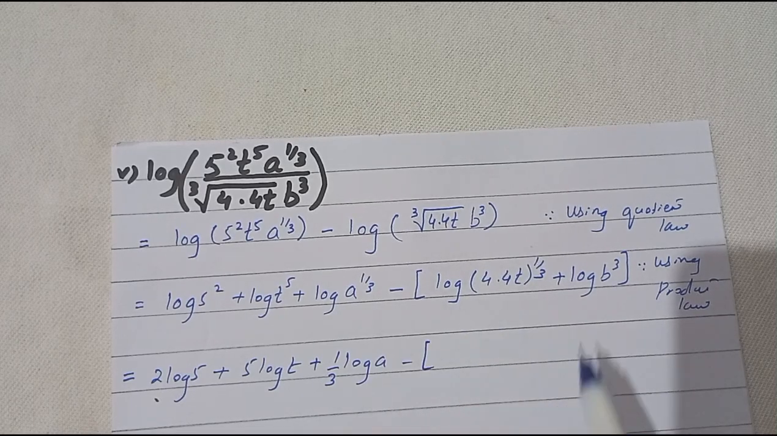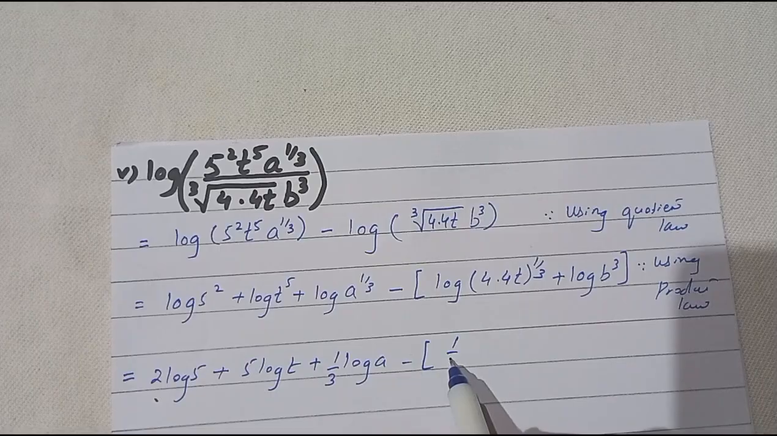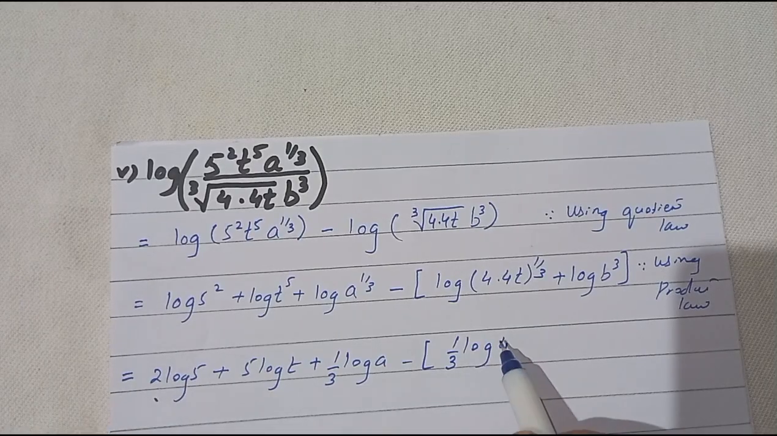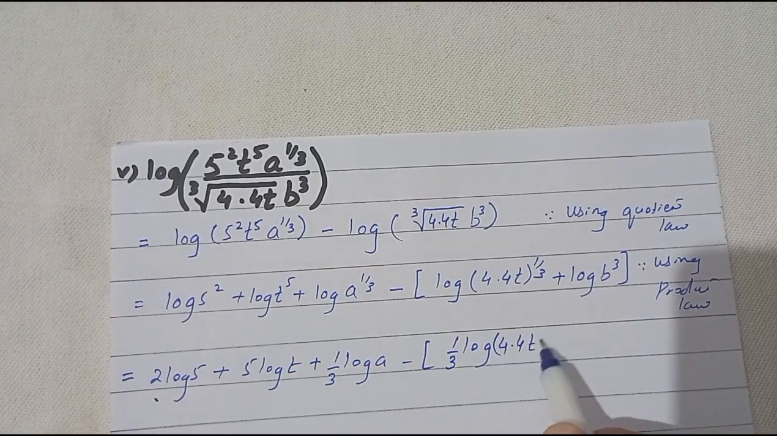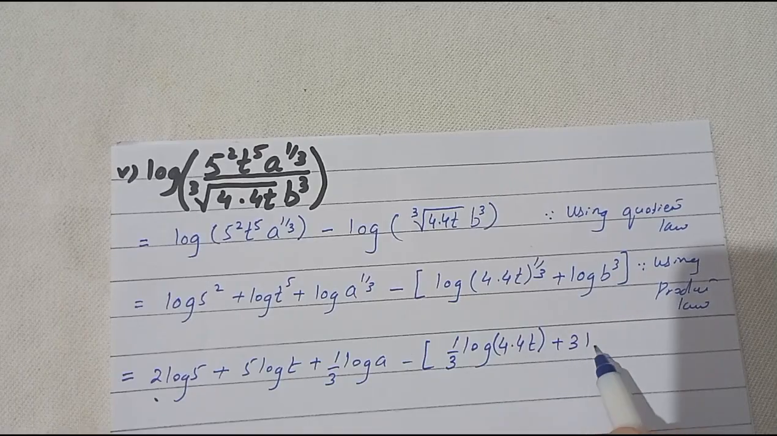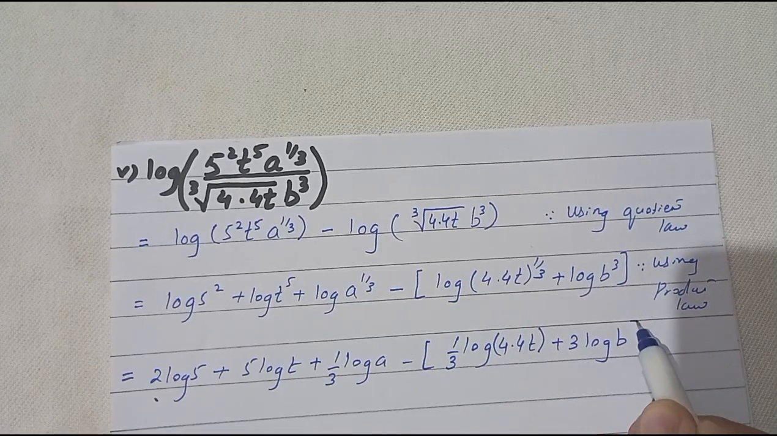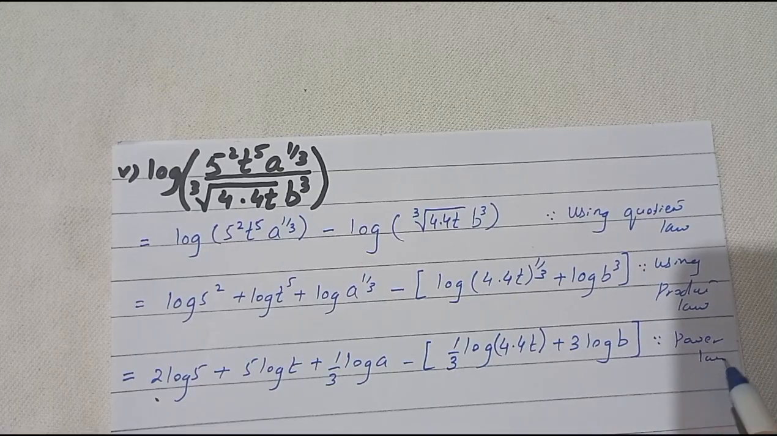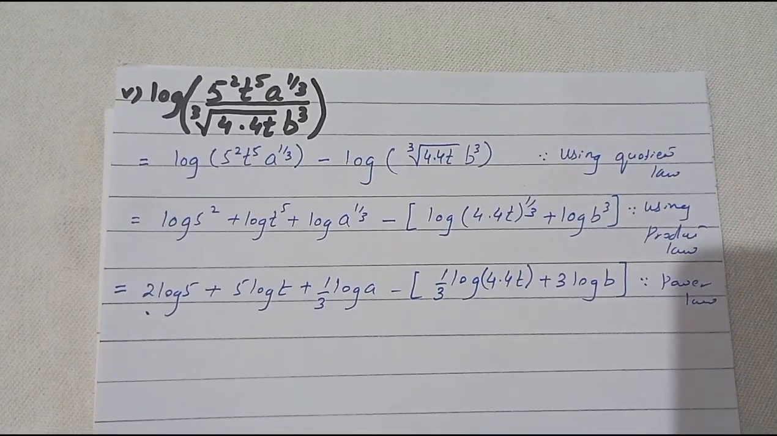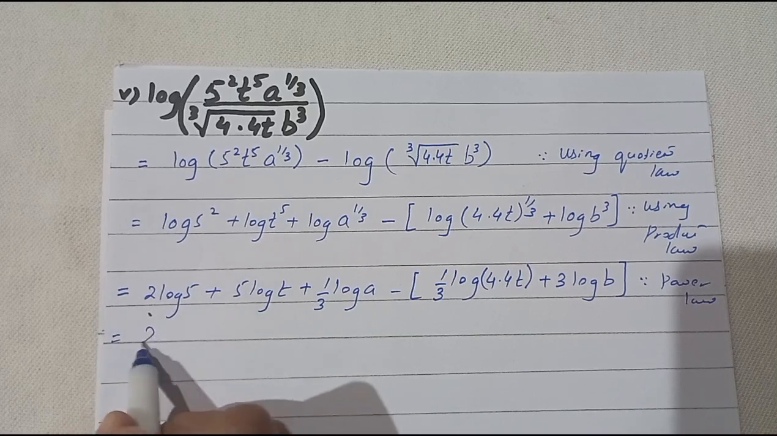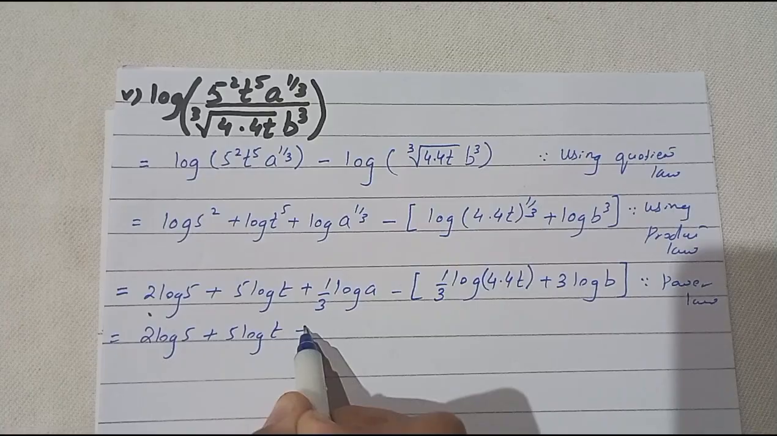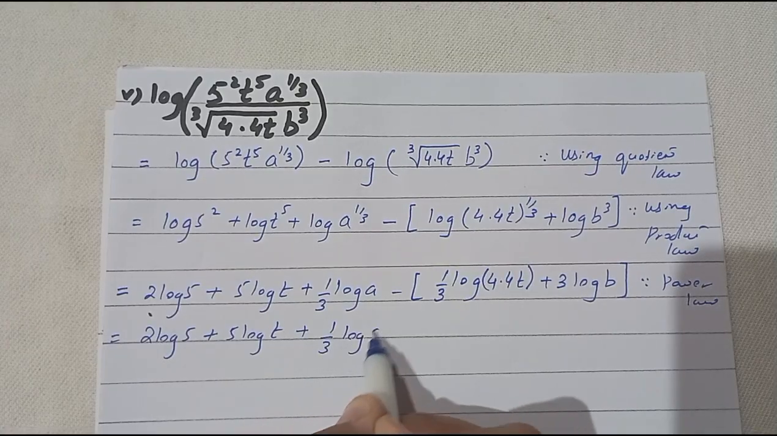Now applying log, the power 1 by 3, we will write at start, that is 1 by 3 log of 4.4 t plus 3 log of b, power law. Two log of 5 plus 5 log of t plus 1 by 3 log of a.